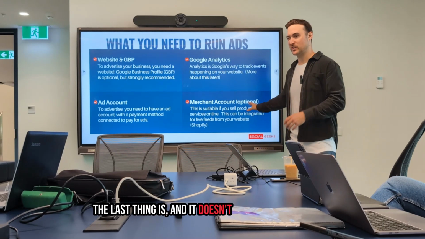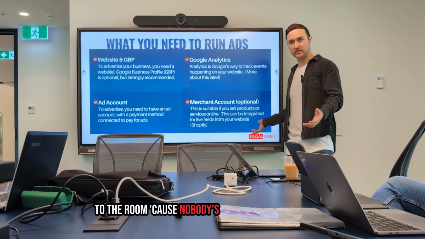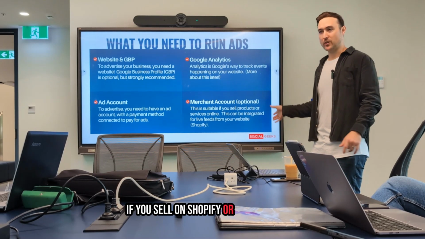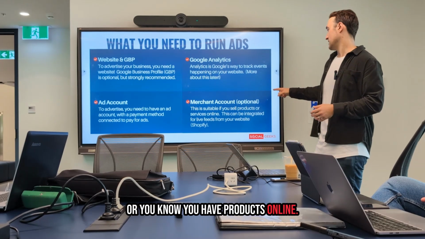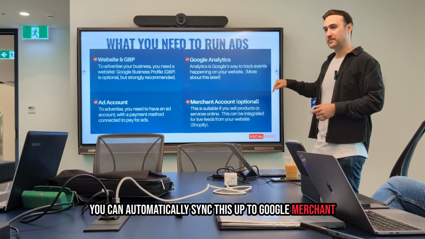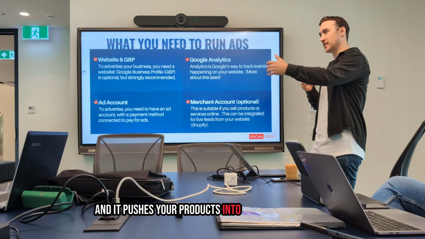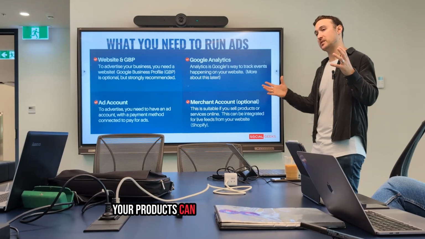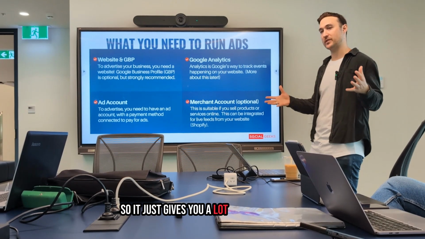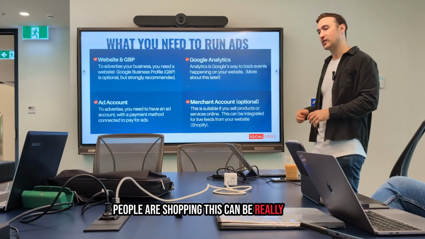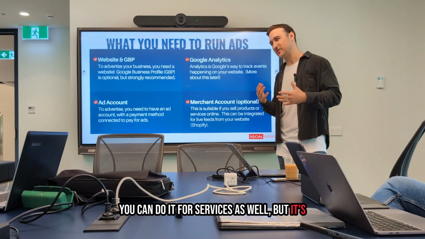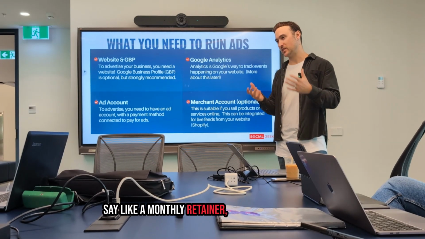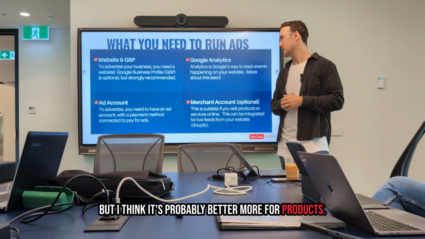The last thing is, and it doesn't really apply too much to the room because nobody's selling products online, you can set up a merchant account. If you sell on Shopify or WooCommerce, or you have products online, you can automatically sync this up to Google Merchant, and it pushes your products into their system. Then when people are going on Google Shopping, your products can appear there organically. So it just gives you a lot more visibility if people are shopping. This can be really great. You can do it for services as well, but it's generally if you have packages or, let's say, a monthly retainer, you can set those up. But I think it's probably better more for products.